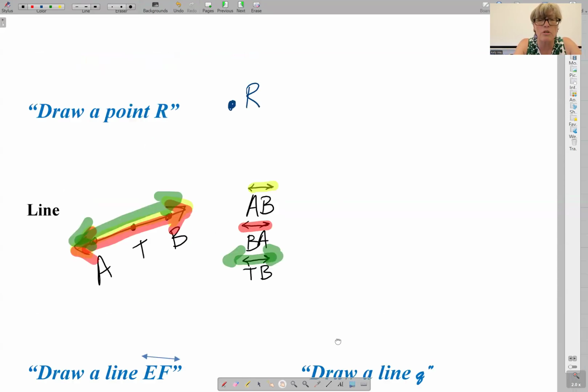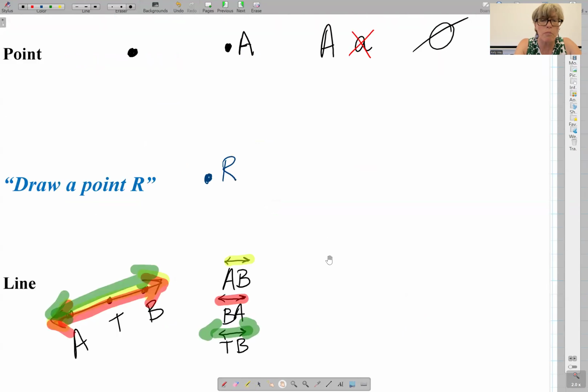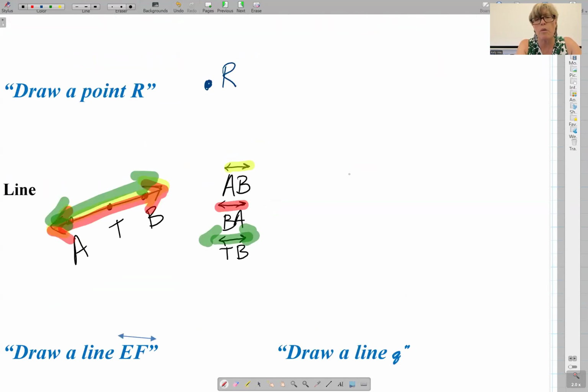So what do you want to remember? Because I'm going down this column here. Remember, to name a line, you must have 2 capital letters, the little arrows, and they must be capital, not lowercase, because points are always uppercase.